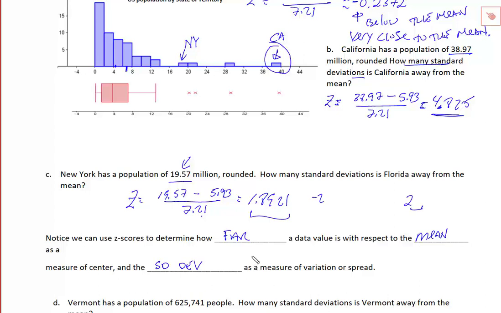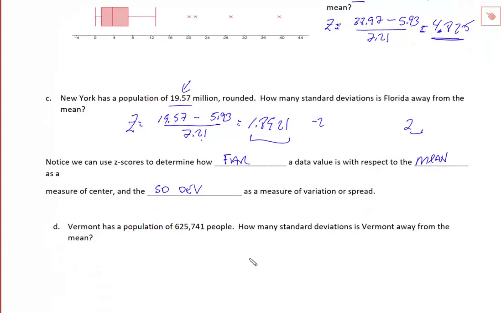Let's do this one more time. Let's go for Vermont. How many standard deviations is Vermont away? All right, Vermont. So this is in millions of people, by the way. So this is not millions. So if I move this to a million, remember, I got to divide this by a million. 1, 2, 3, 4, 5, 6. So I'm just going to approximate this 0.62.